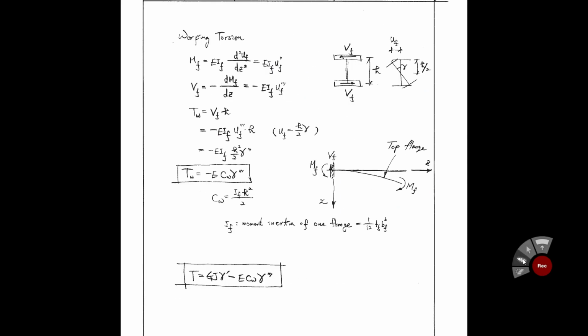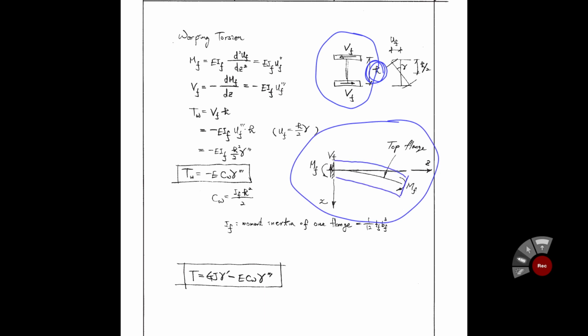Next page. Warping torsion is this. If you see this wide flange section, we have H here. This is the plan view of the wide flange section. As you see, the top flange deforms like that. The bottom flange deforms in the opposite way, like that. That means the top flange has some downward deformation. You can consider this shear force at the top flange, this force. The bottom flange has the opposite direction force. You can consider these two forces corresponding to this deformation.